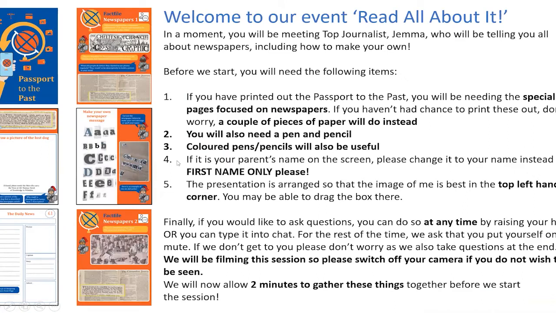Now, before we start our session, there's just a couple of things that might be really useful for you to know before we press on ahead. First of all, if you have managed to print out the Passport to the Past, you will be needing the special pages that are focused on newspapers, most of which you can see just to the left-hand side. Now, if you haven't had a chance to print these out, please don't worry. We will put them up on the screen when we talk about them. A couple of pieces of paper, though, would be really useful when we come to those activities.